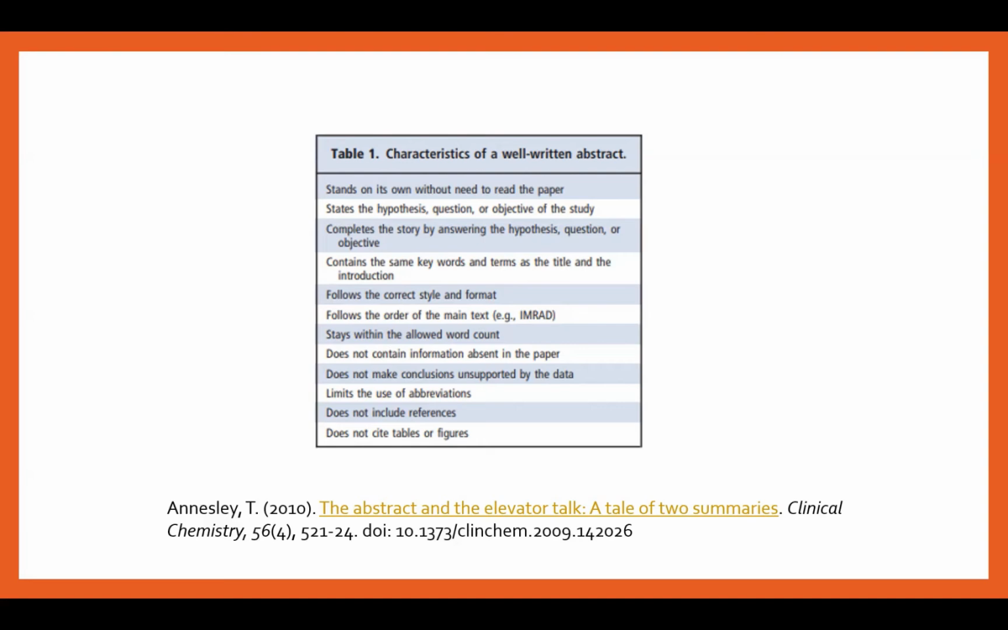And here, in the table, are the main characteristics of a well-written abstract: it stands on its own, states the hypothesis and objective, completes the story, and answers the hypothesis. So it gives an idea of the main result, and contains the same keywords and terms as the title and the introduction. I cannot emphasize this enough.